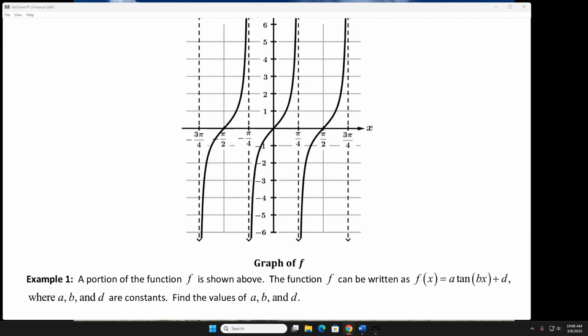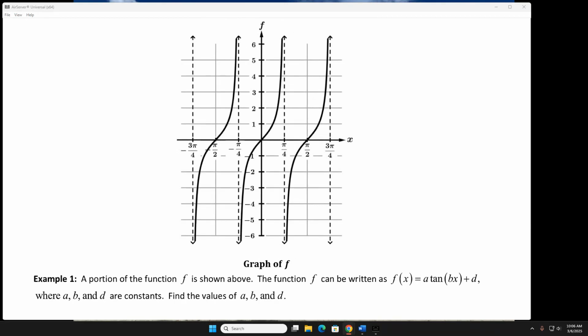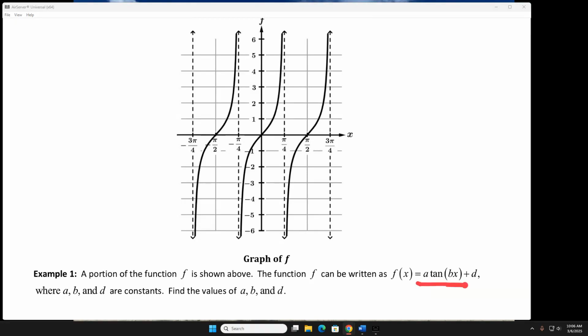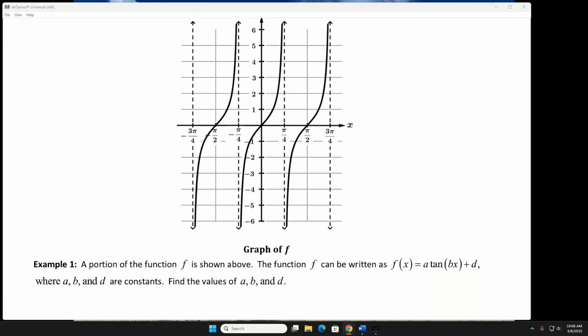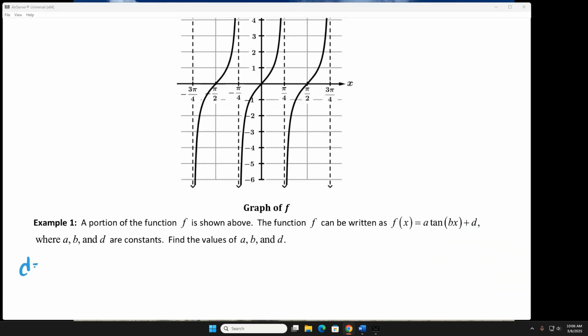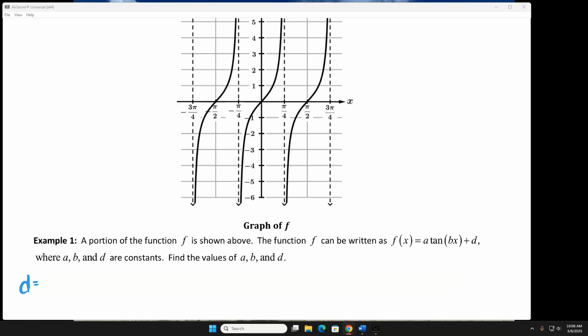On example 1, we have this graph of tangent, and we are told this is the generic form. Is this one going to have a phase shift? No, because there is nothing added or subtracted inside, so we're just going to find A, B, and D. Let's find D first. Has this one been shifted up from the original graph? No, so D is just going to be 0. If in between your vertical asymptotes it's an x-intercept, then there is no vertical shift.